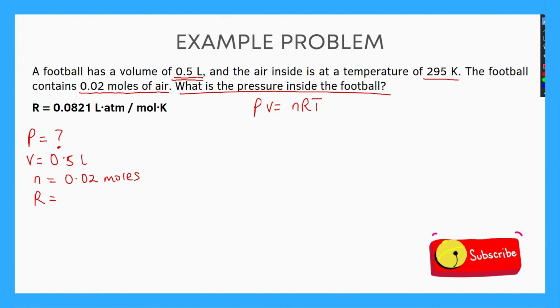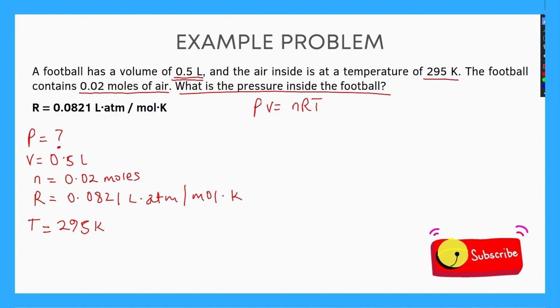Then R is the ideal gas constant. In this case, volume is measured in liters, n is measured in number of moles, and P will be measured in atmospheres. So we have 0.0821 liter atmosphere per mole Kelvin. The next thing to do is to see the temperature. The temperature is 295 Kelvin.